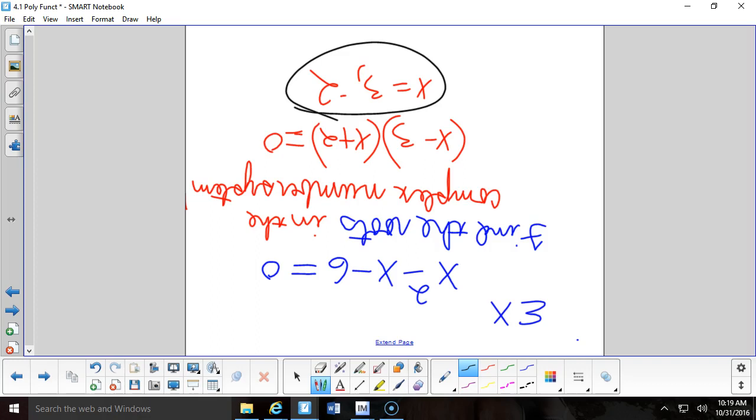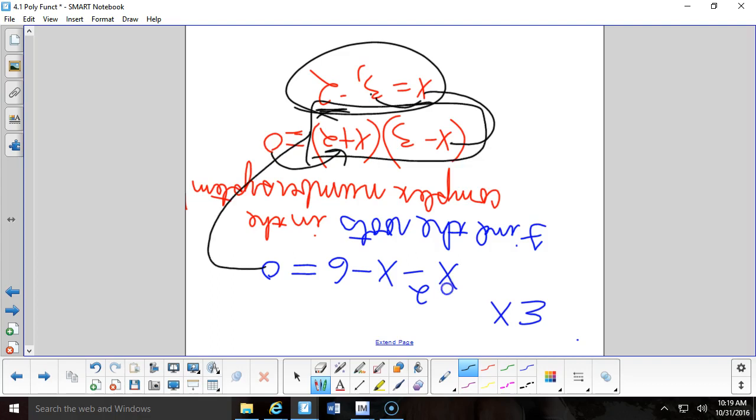Well, look what I do. Instead of saying x is equal to 3, I'm going to bring 3 back over to the other side and write it as x minus 3. And instead of saying x equals negative 2, I'm going to bring the 2 back over onto the other side and write it as x plus 2. Now, you have to stand on your head to see this. If you're watching this on a computer, you can turn your computer upside down. But then, I'm going to take these 2 things and simply multiply them together, and that'll take me back to the polynomial.